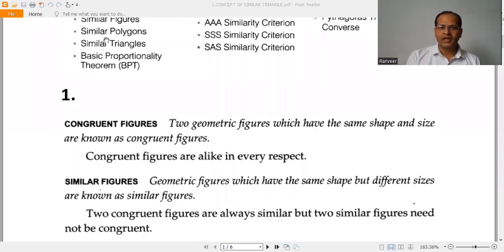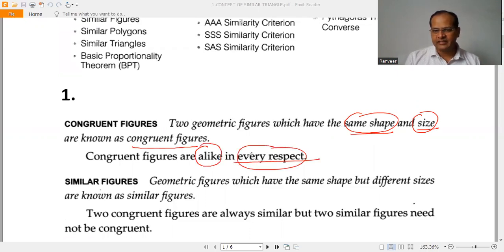Two figures are said to be congruent only when their shape and size are same. Two geometrical figures which have the same shape and same size are known as congruent figures. That means congruent means it is alike in every respect. This is congruency of the figure. Same shape, same size, same angle, each and everything is same. Then we can say this is a congruent figure.